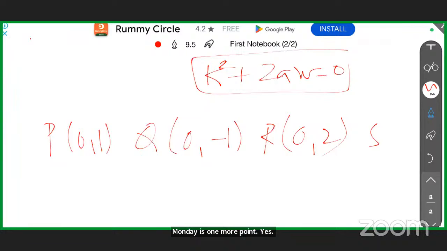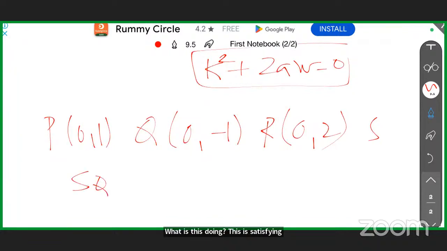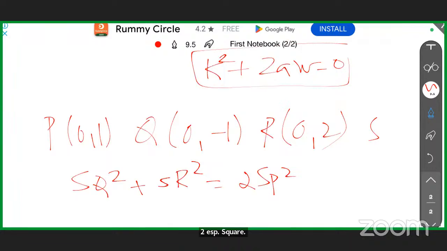S is satisfying a condition, that is SQ square plus SR square is equal to 2SP square. Point S is satisfying one condition, SQ square plus SR square is equal to 2SP square. And we have to find the locus of this point S, and after finding the locus, we have to say what type of equation it is.